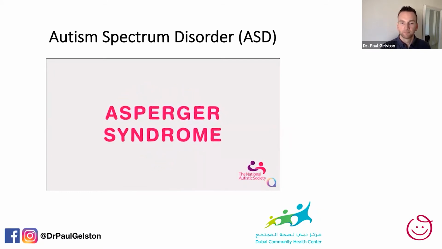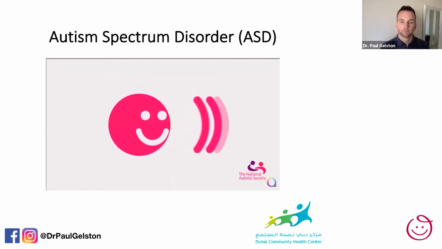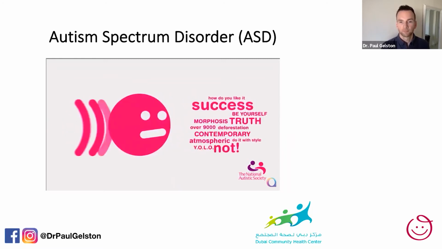Asperger's syndrome is a form of autism. People with Asperger's syndrome are often of average or above average intelligence. They have fewer problems with speech, but may still have difficulties with understanding and processing language.